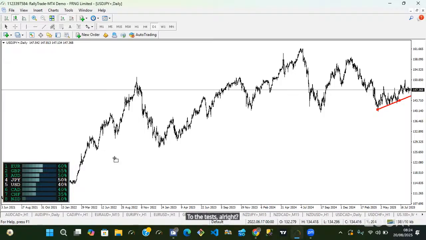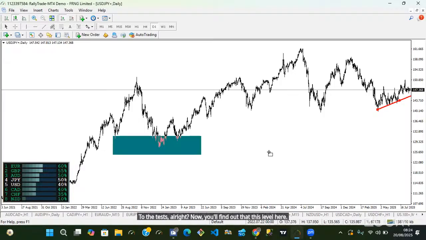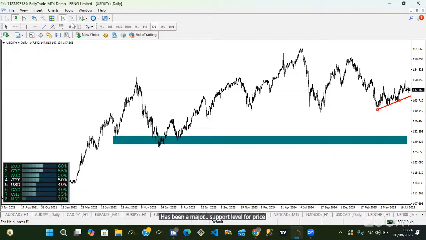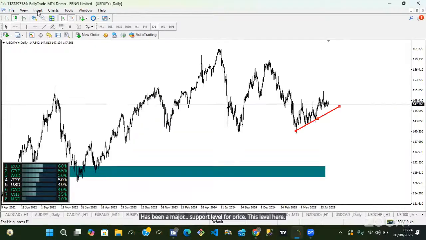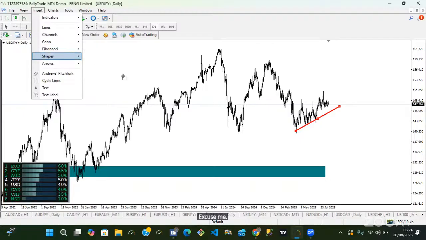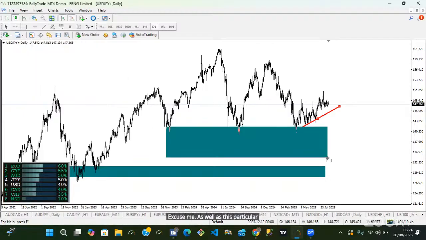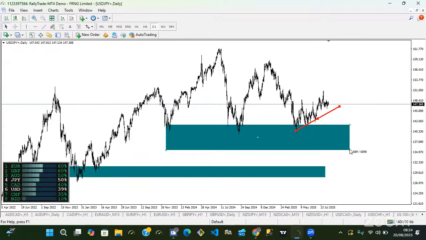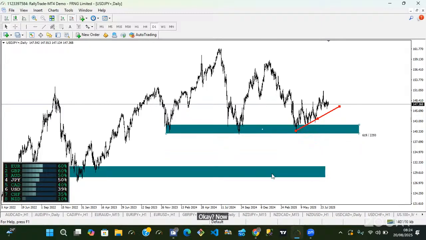Now you find out that this level here has been a major support level for price, as well as this level right here, as well as this particular level right here. Now, the moment price bounces off this particular level that has been put on, so I have two levels. It's either this level or this particular level right here.